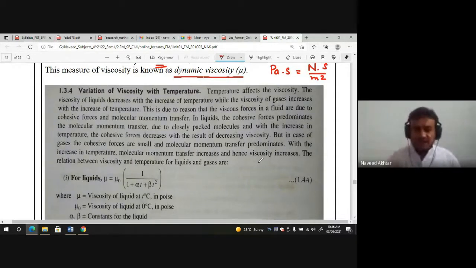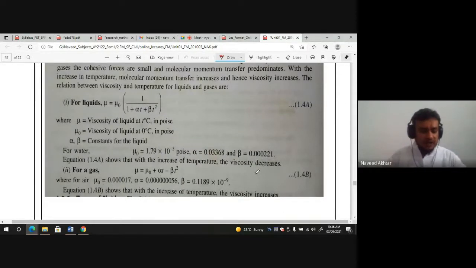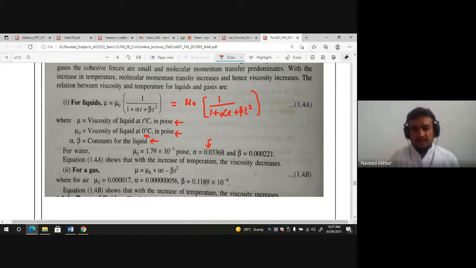The relation between the viscosity and temperature of liquids and gases is given. In case of liquid, mu is equal to mu zero divided by (1 + alpha T + beta T squared). Here mu is the viscosity of liquid at temperature T in poise, and mu zero is the viscosity of liquid at temperature zero. Alpha and beta are constants for the liquid. For water, mu zero is 1.79 × 10⁻³, alpha is 0.03368 and beta is 0.000221.